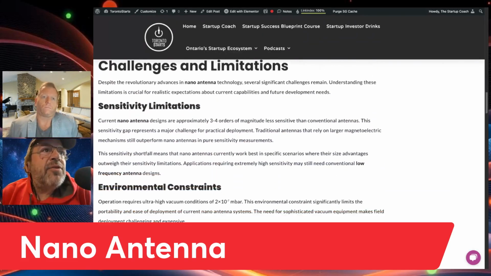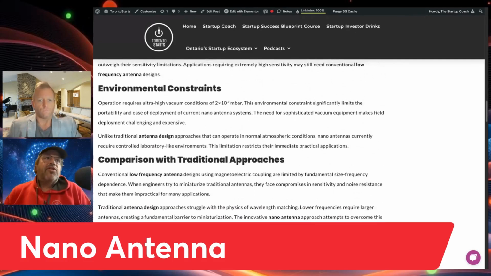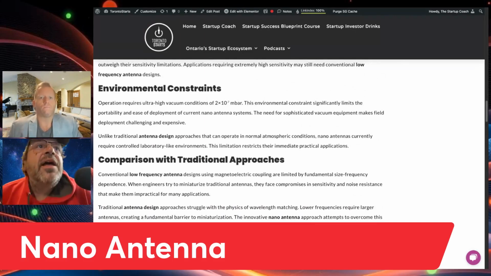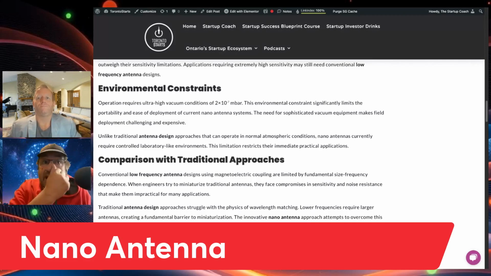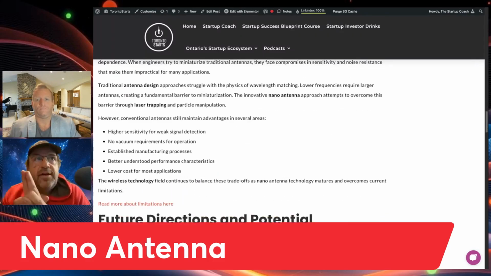Yeah, I mean, there are some sensitivity limitations and environmental constraints when we talked about ultra high vacuum conditions of 2 × 10⁻⁷ mbar. Although I understand what a mbar is, I do not understand that level of vacuum that is required for that. Yeah, neither do I. So it's interesting to see this.